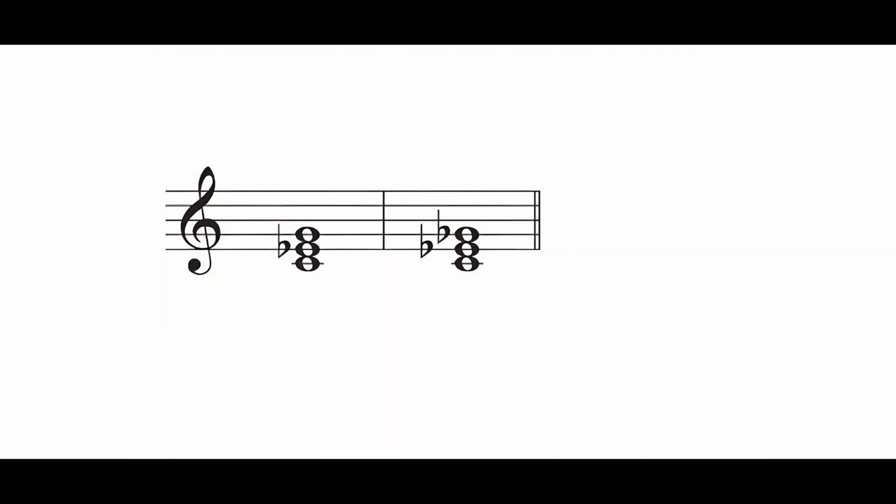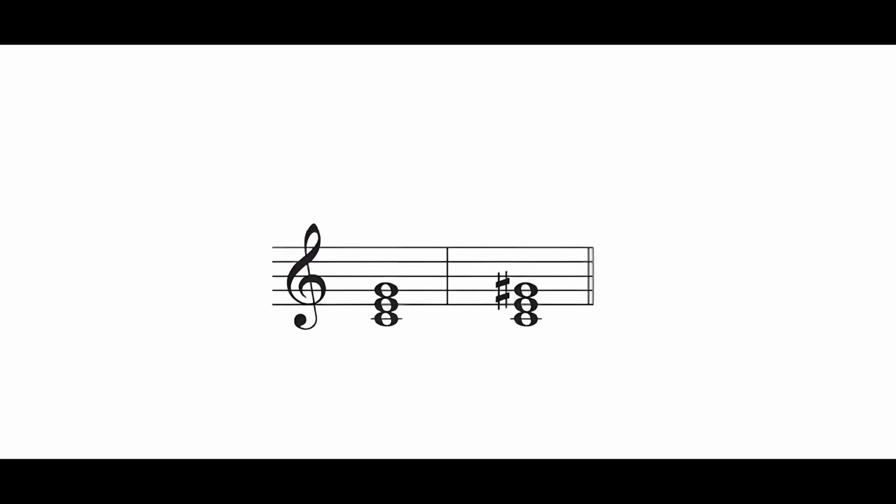Now I'm going to show you some practical examples. Changed or transform notes. As you can see, by lowering the fifth of the minor chord, we can create a diminished chord. Another one is by raising the fifth of the major chord. We will have an augmented chord.